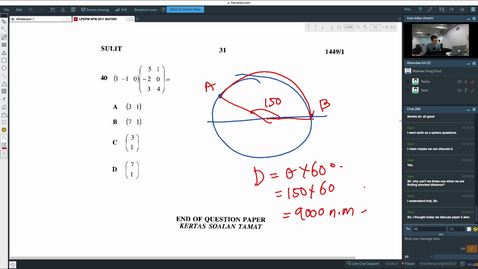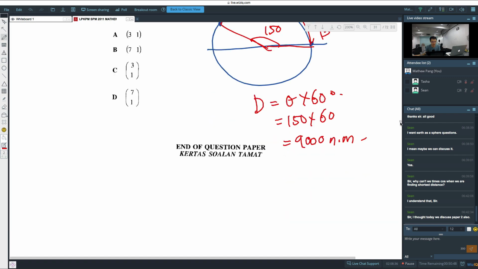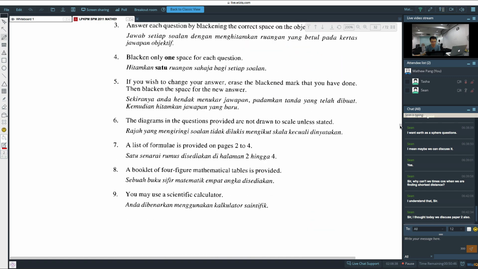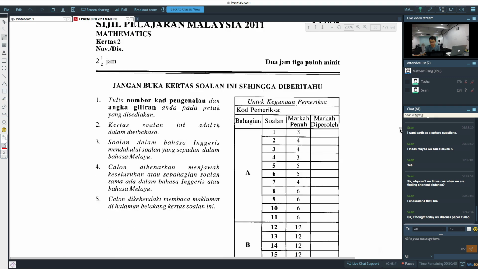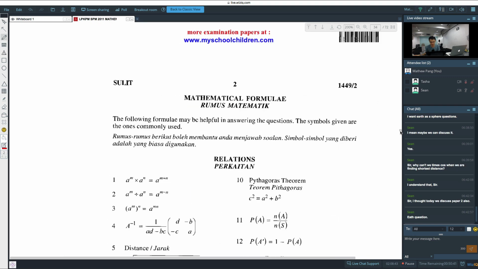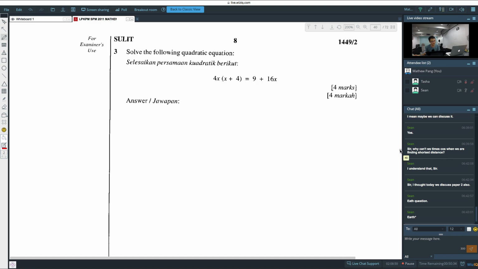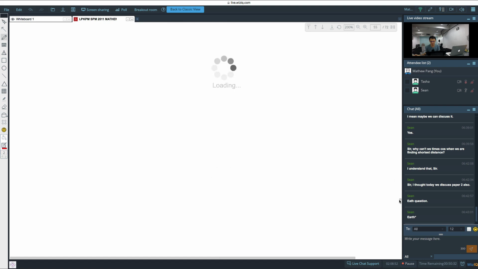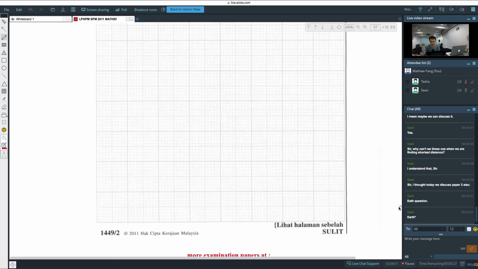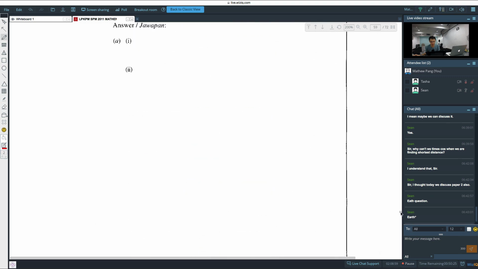Okay, let's have a look at the Earth question on paper 2, since you asked about this. Yeah, just wait, the thing's loading. Okay, let's have a look at this Earth question.